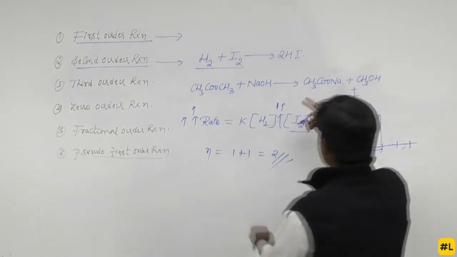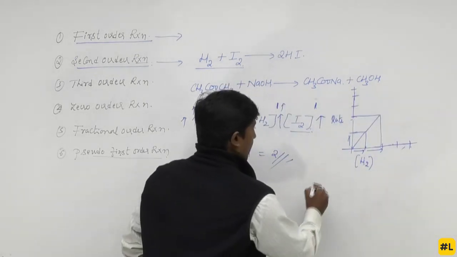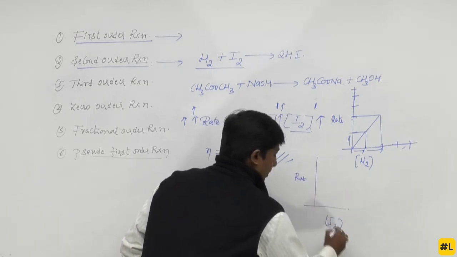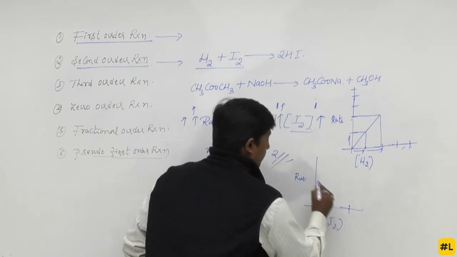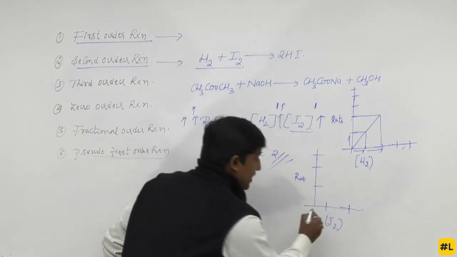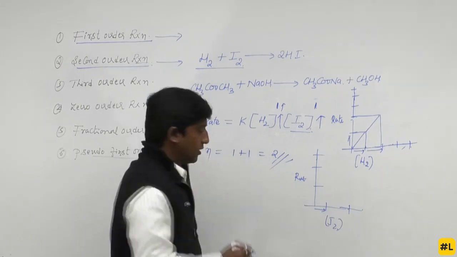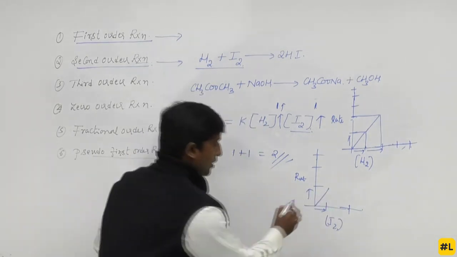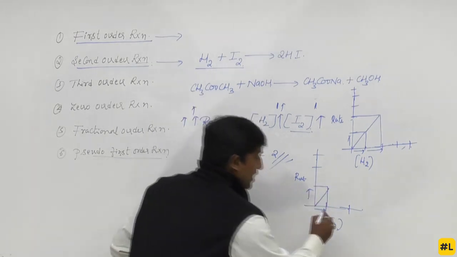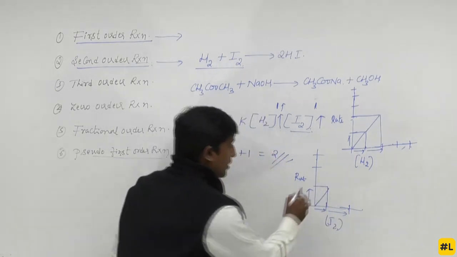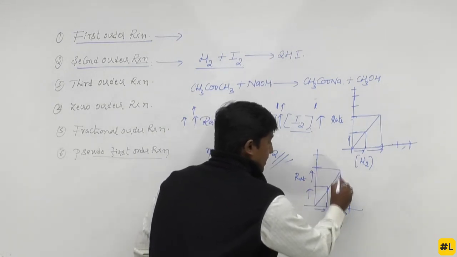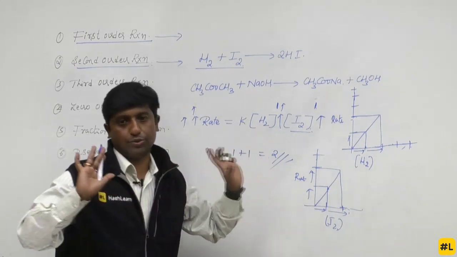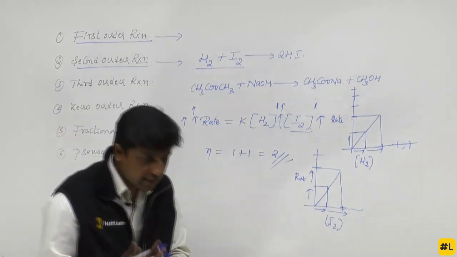Then, with respect to iodine, again I will plot a graph, taking rate and concentration of iodine. When I increase the concentration of iodine by 1 unit, the rate increases by 1 unit. Hence, the order with respect to iodine is 1. Now, I am going to join this. If I increase the concentration of iodine by 1 more unit, the rate increases by 1 more unit. Hence, the order with respect to iodine is 1. Overall order of reaction is 2. So, this is how we need to understand the concept.